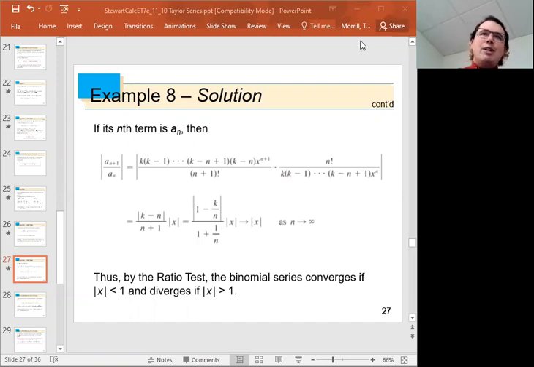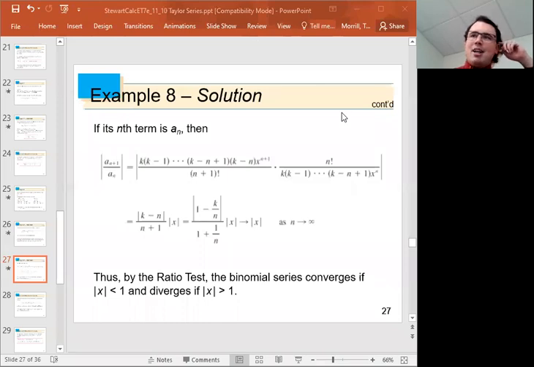And to make it more obvious what's going on in this limit, we can rewrite it in this form. Divide everything through by n. And as n goes to infinity, my numerator is going to go to 1, right? 1 minus 0. And my denominator is also going to go to 1. So what's left over? I've got the absolute value of x.